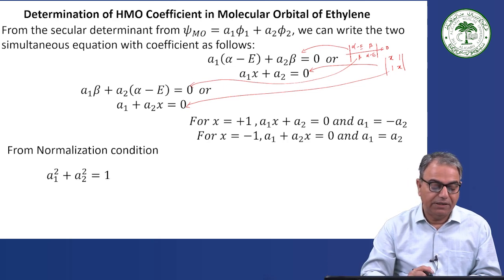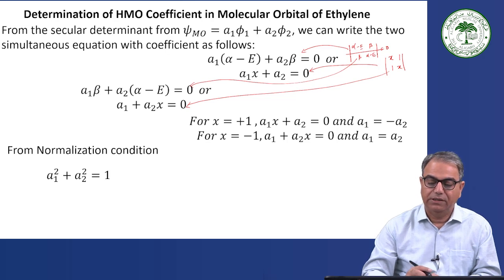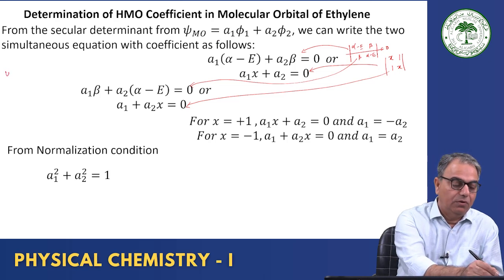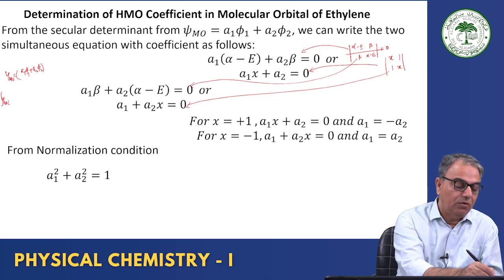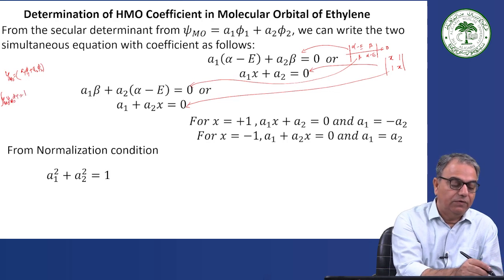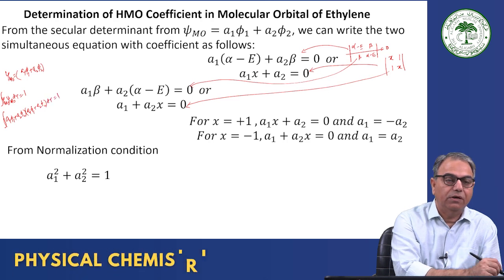Now, from the normalization condition, A1 square plus A2 square is equal to 1. Look at the normalization condition for the wave function psi MO, A1 phi 1 plus A2 phi 2. If you write the normalization condition, you write the integral of psi MO multiplied by psi MO d tau is equal to 1. So, the integral of A1 phi 1 plus A2 phi 2, and A1 phi 1 plus A2 phi 2, d tau is equal to 1.